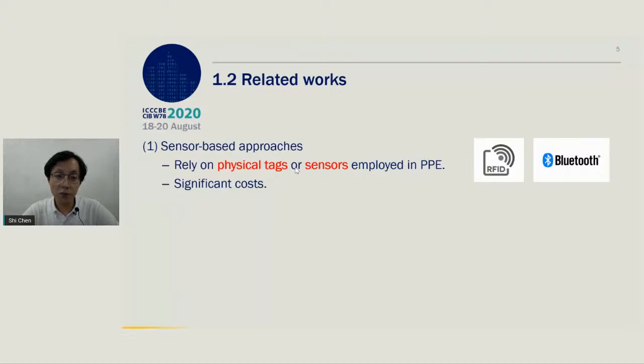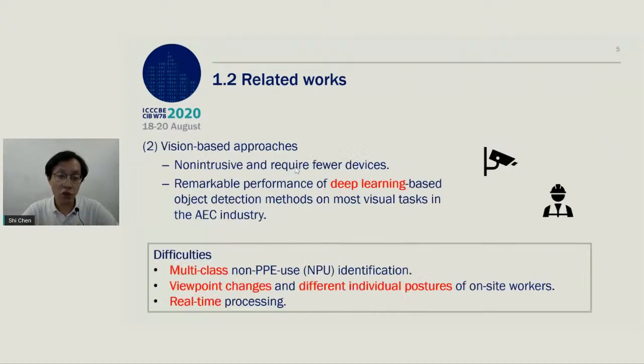To this end, many works are currently being conducted, and they can be divided into two categories. First, the sensor-based approach, which relies on physical tags or sensors attached to PPE, like RFID and Bluetooth. But the disadvantage is obvious: the scaling cost for real application of these sensors. So we have another option, the vision-based approach, which is non-intrusive and requires fewer devices because of the wide application of surveillance cameras in construction sites. And currently, deep learning-based object detection methods have shown remarkable performance on most visual tasks in the AEC industry.